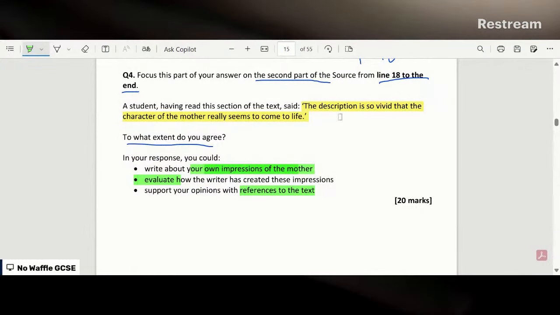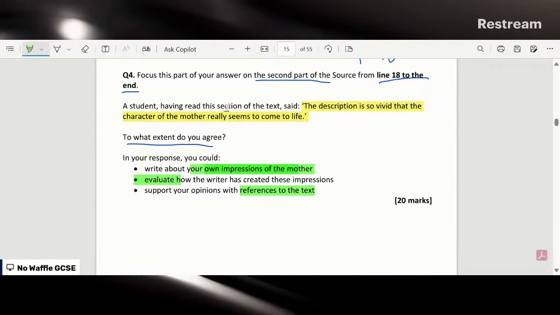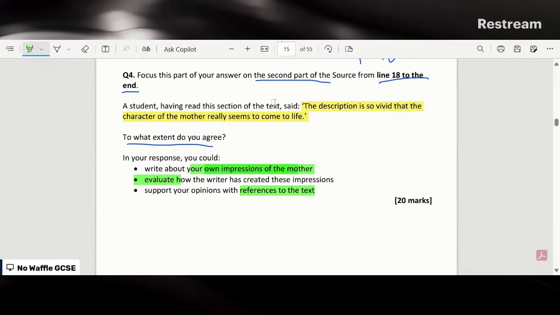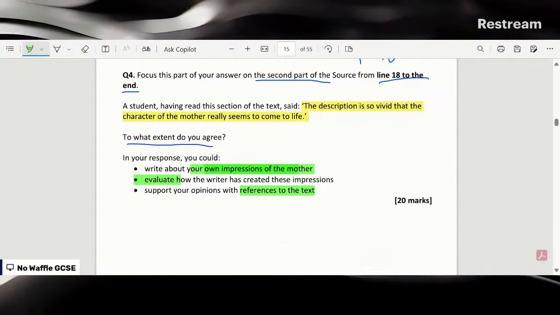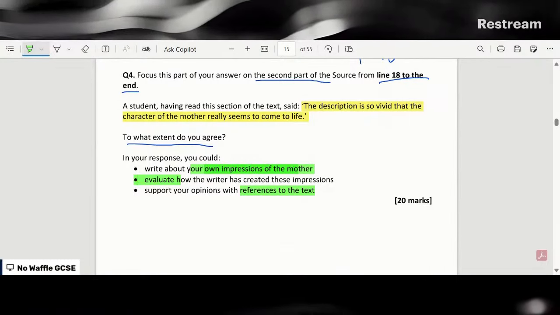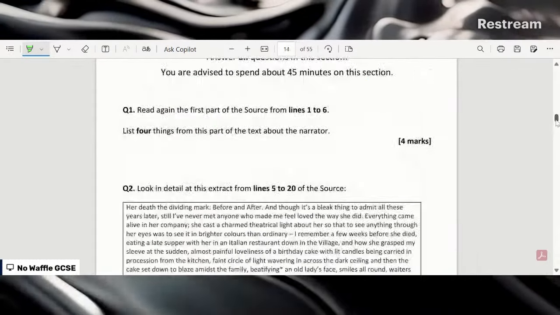Here you're pinning it to whether this statement is true or false, which is: the description is so vivid that the character of the mother really seems to come to life. Yes, well done for those saying that. You do need evaluative statements.